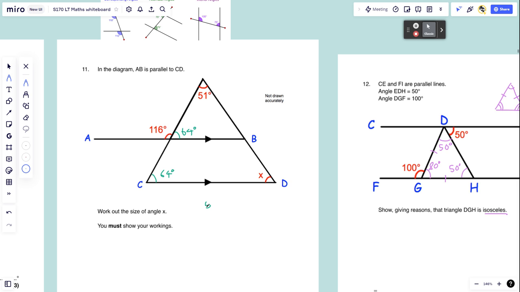Now in this big triangle, we're basically there. We've got 51 degrees plus 64 degrees plus x is equal to 180 degrees. A little bit of maneuvering around, and you should hopefully work out the answer. If I rearrange the equation, we've got x equal to 180 minus 64 minus 51. Tap that into your calculator, and you have 65 degrees. There you go. X is 65 degrees.